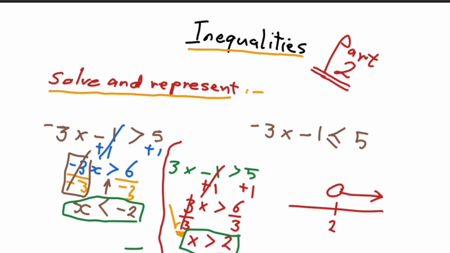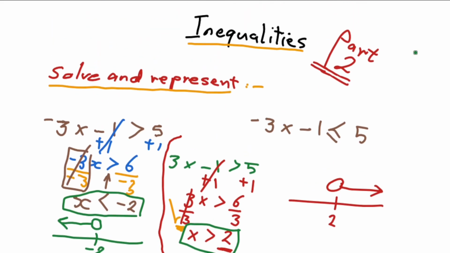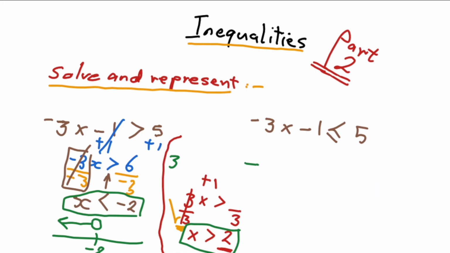Now let's represent it. Let's just say this is negative 2 here. You just move it up. And then less than negative 2. So we start here and we go to smaller numbers: negative 3, negative 4, and so on. So this is the solution for this question. Did you get it? Now, I'll do this question to the left.